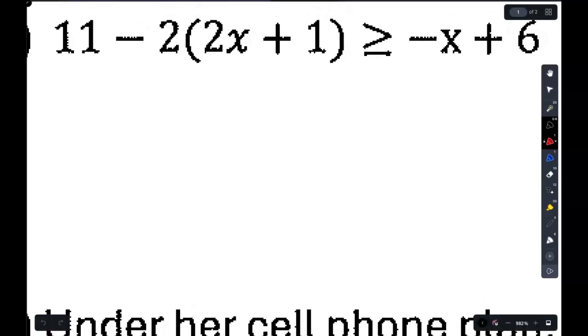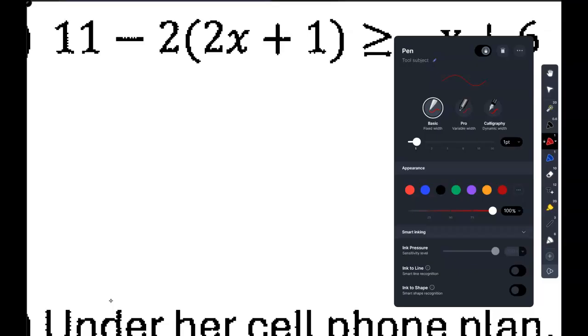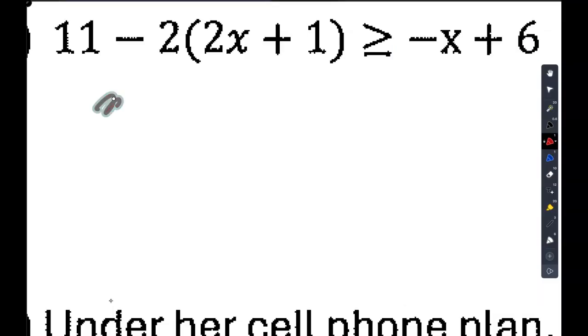All right, let that click in. There we go. And go with the red. Make sure it's writing. There we go.